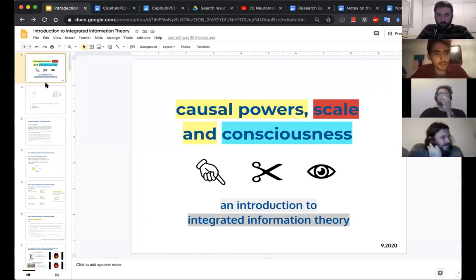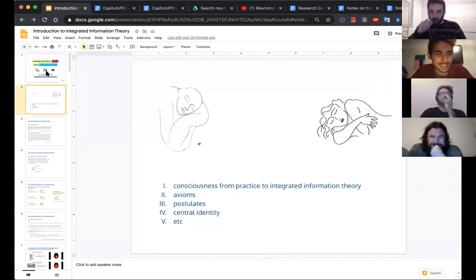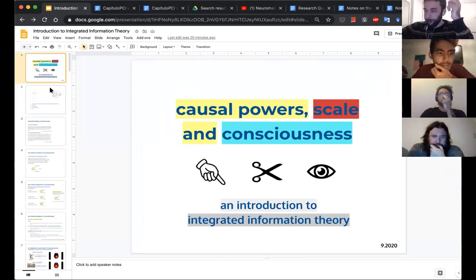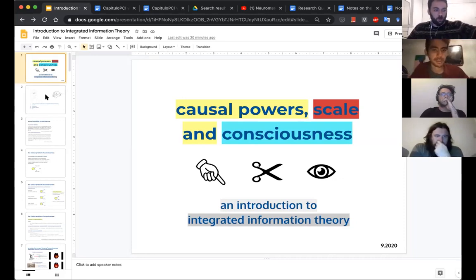I got a little bit carried away with the slides, so it's a bit long. But I also tried to be as thorough as possible and retain the formal aspects of the theory. So hopefully it will also be useful in terms of understanding the formalism, which is probably the hardest part to actually understand.